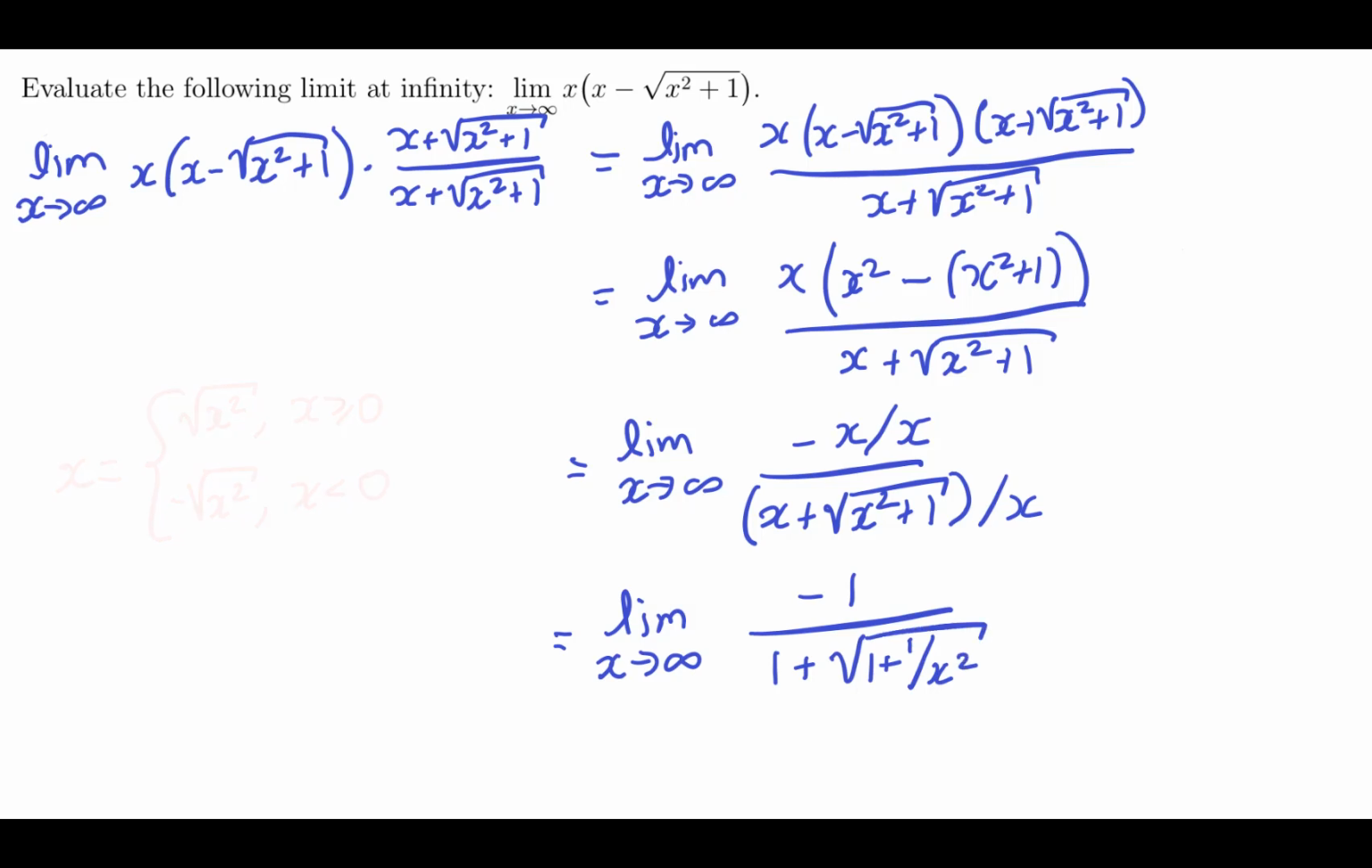Now as x tends to infinity, 1 over x squared tends to 0. And so our limit is equal to negative 1 over 1 plus 1, or negative 1/2.